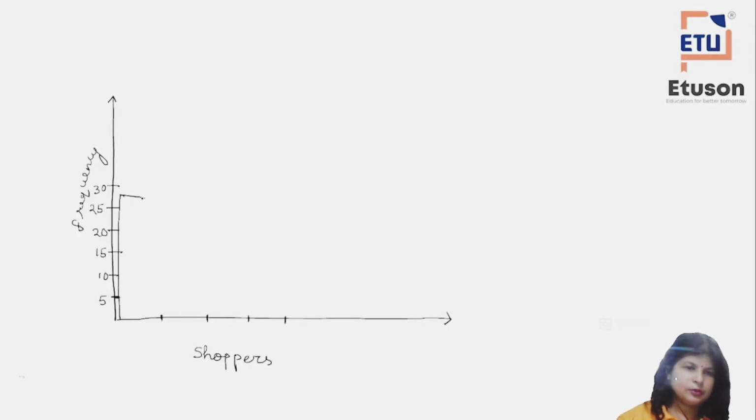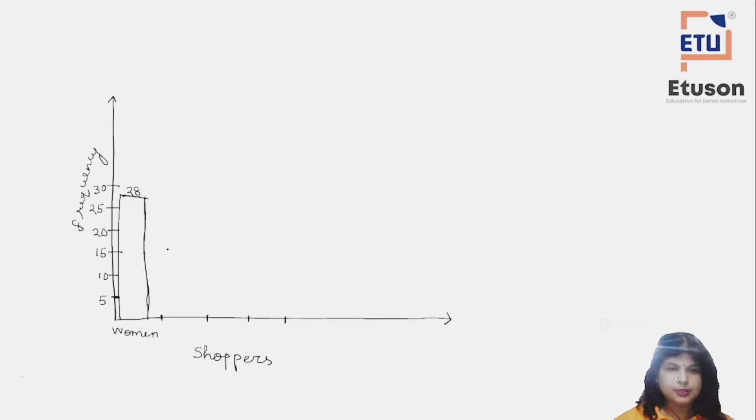So I can just draw the line representing the women. Okay, so this is the bar for the women shoppers, and the frequency is 28. Okay, now for the men the frequency is 15. So 15 is somewhere here. Okay, so I'll just draw the bar here, and I will write down the type as men, and the frequency is 15.